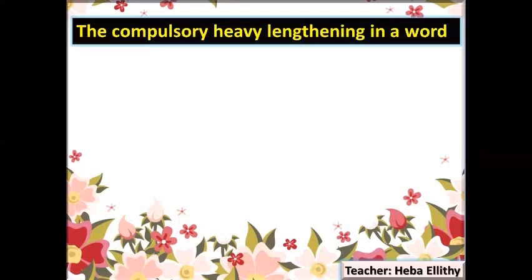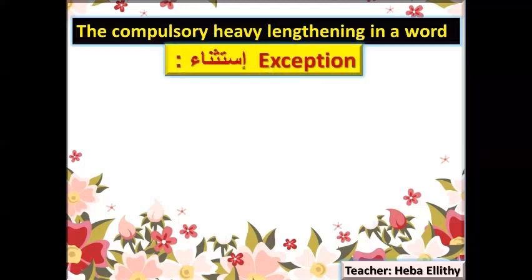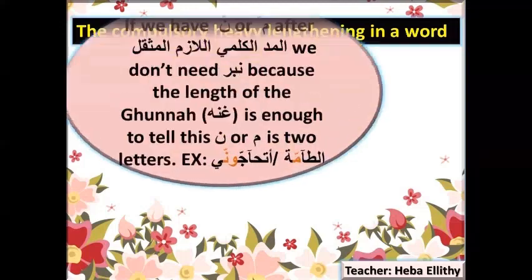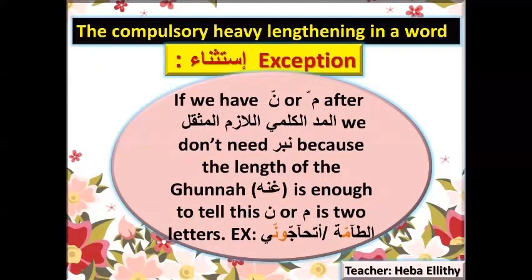The compulsory heavy lengthening in a word. المد الكلمي اللازم المثقل. The exception on it الاستثناء. If we have نون شدة or ميم شدة after المد الكلمي اللازم المثقل, we don't need نبر because the length of the غنة is enough to tell this نون or ميم is two letters. So we don't need to make any نبر here if we have ميم شدة or نون شدة after المد 6 beat, after the مد of the 6 beats.